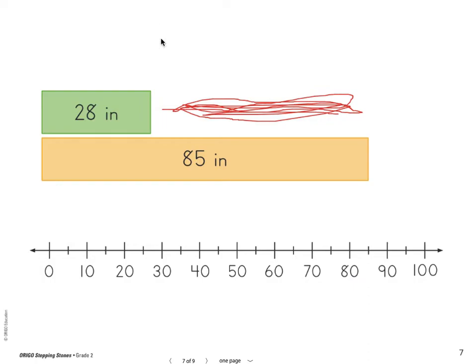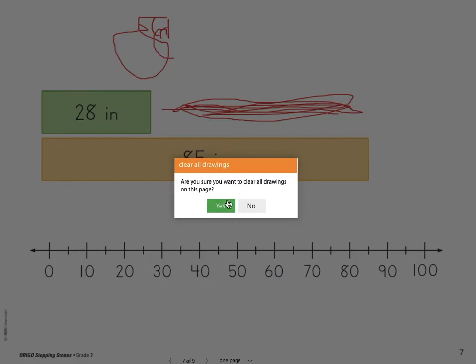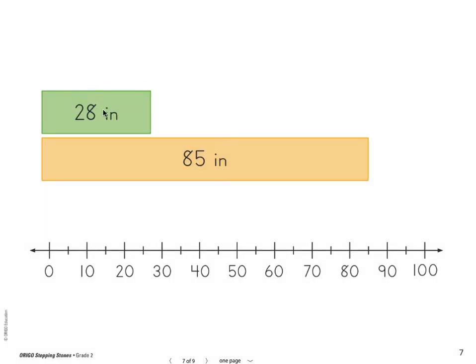So you know what? I'm going to write an equation. Okay, let's try this again. I'm going to write an equation to help me solve this with estimation. So I'm going to do 85 take away 30. And the reason I'm doing 30, remember, is because it's really close to 28. But 30 is a much more friendly number. Okay, so that is why I chose 30.